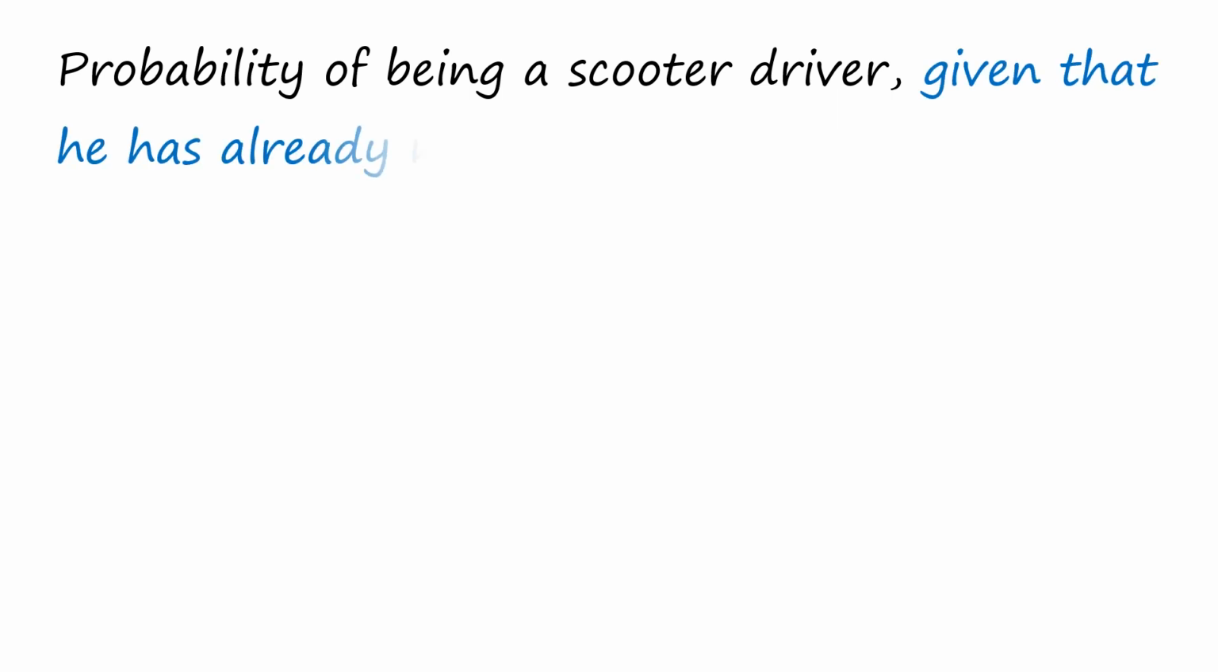And further, now we are going to find the probability of being a scooter driver, given that he has already met an accident. Now we have to find the reverse probability. That simply means that the accident has already taken place. The accident has happened. It is our first event. And now we want to know the chance that the person who has met an accident is a scooter driver.